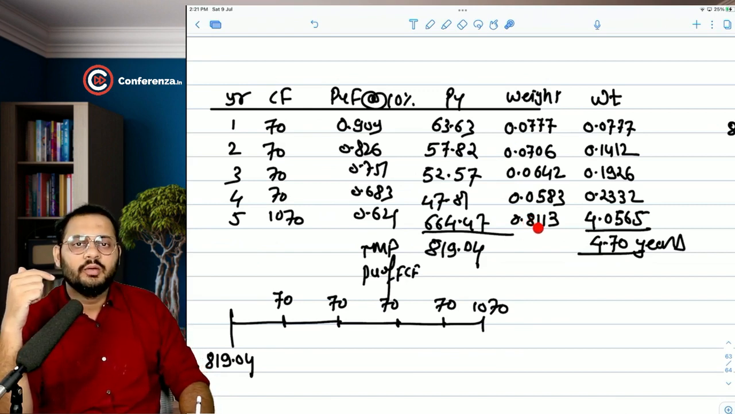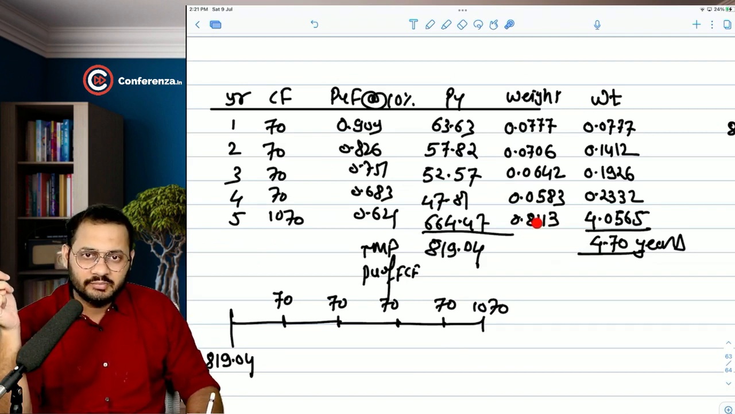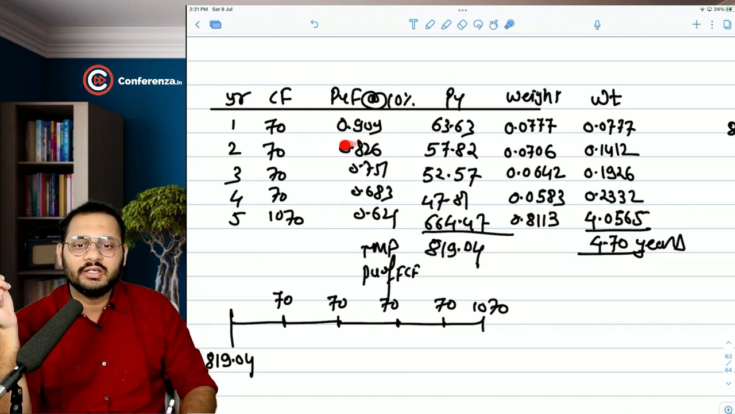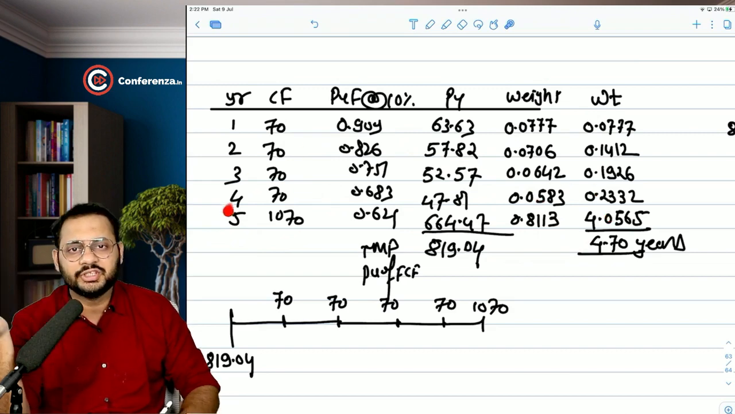We have to treat this 0.8113 in such a manner that we can say it has been recovered in the 5th year. So that's why we are directly multiplying it with 5, so that we can give it a maximum weightage as compared to the rest of the figures. So we multiply 5 into the weight, and then you calculate the weighted average years.